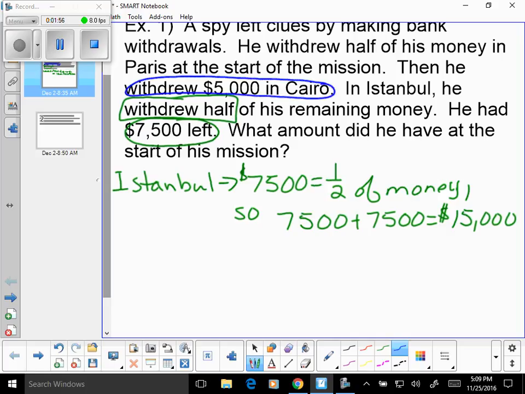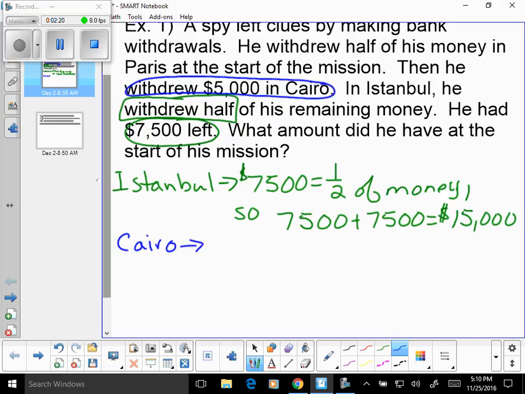From there, we go to Cairo, and it says he withdrew. Now, I should probably point out at this time, I'm assuming you understand that withdrawing means you subtract. So in working backwards, you'll note we do the opposite. If we subtracted the $7,500 in Istanbul, it means we have to add it to get his total. So now we're going to move to Cairo.